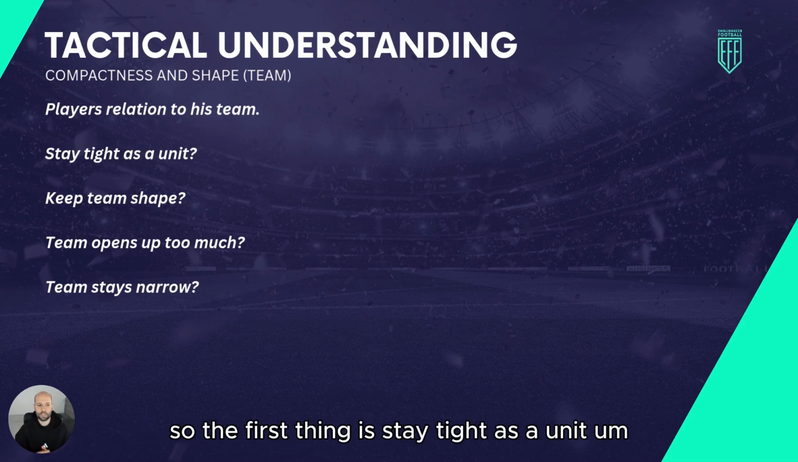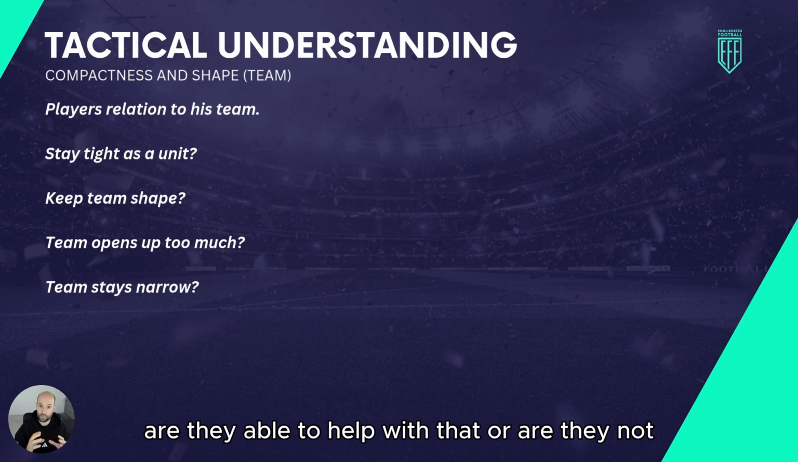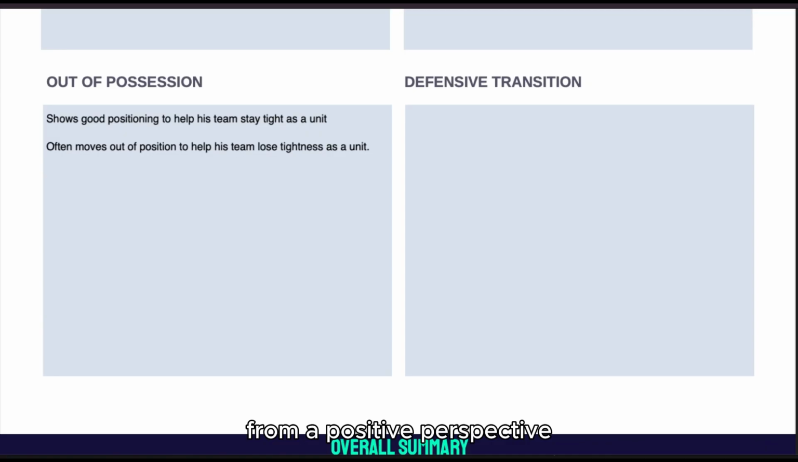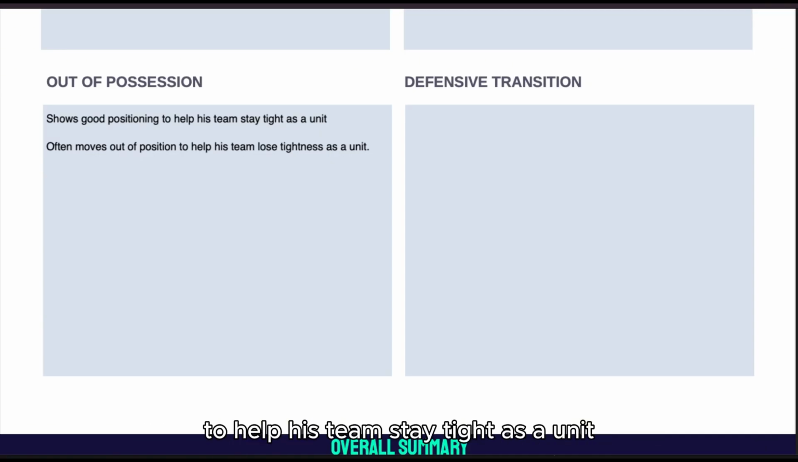So the first thing is to stay tight as a unit. Is the player part of that? Are they able to help with that or are they not? Let's look at how you can use that. From a positive perspective, you can say the player shows good positioning to help his team stay tight as a unit. But from a negative perspective, you could say that the player often moves out of position and helps his team lose tightness as a unit.